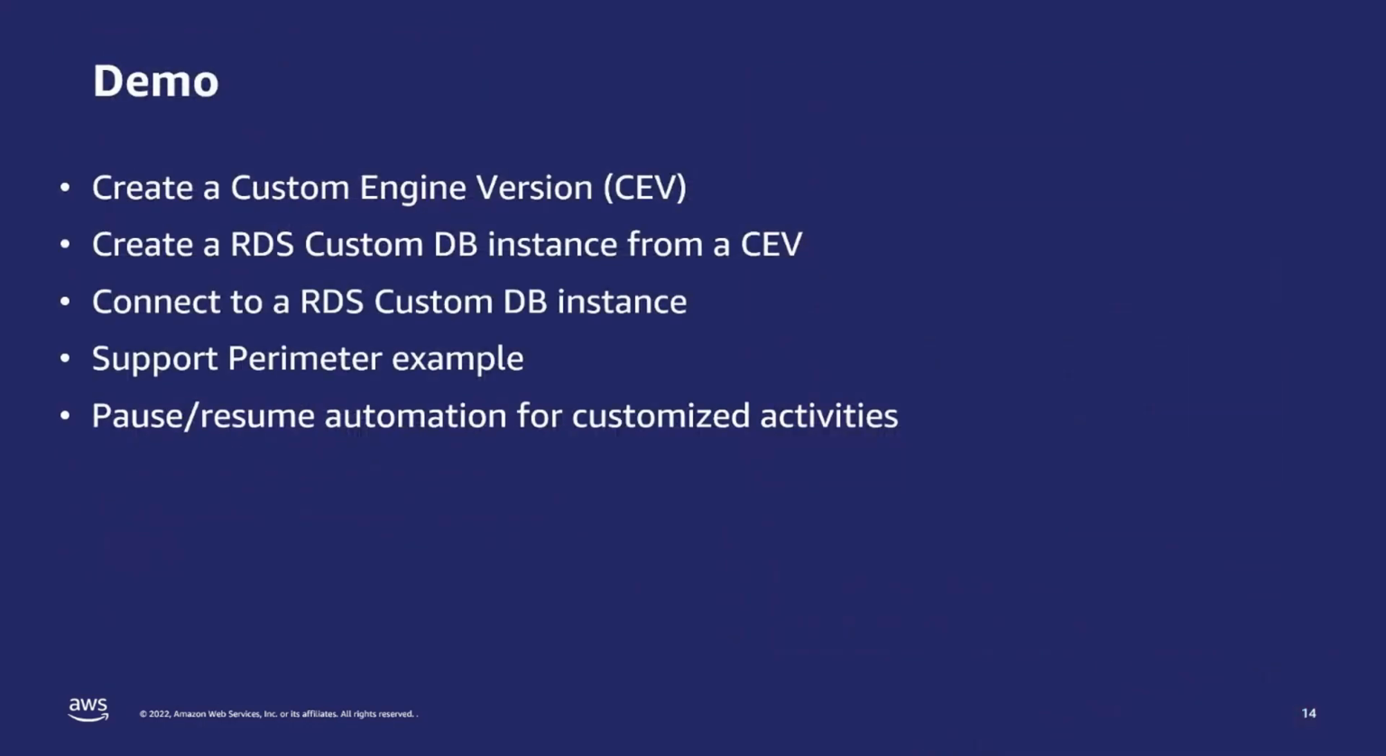Okay, so now we can switch to the demo. In the demo, I will show how to create a 19c custom engine version. And we will use that to spin up a custom DB instance from that CEV. And then once the instance is up and running, we will see how you can connect to the EC2 itself and to the database. So we will connect as DBA, we'll also connect as the root, and we can perform a few operations. And we'll also look at the support perimeter check, and also how we can pause and resume automation, and perform some activities there.